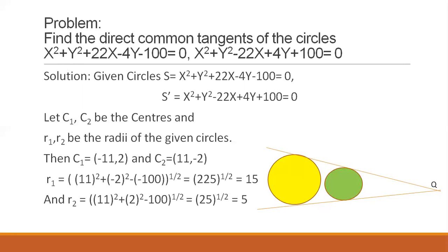Dear children, in the previous slide, we observed R1 is not equal to R2. When R1 is not equal to R2, Q exists. When R1 is equal to R2, then the direct common tangents do not intersect. Here R1 is equal to 15 and R2 is equal to 5. Therefore, R1 is not equal to R2.